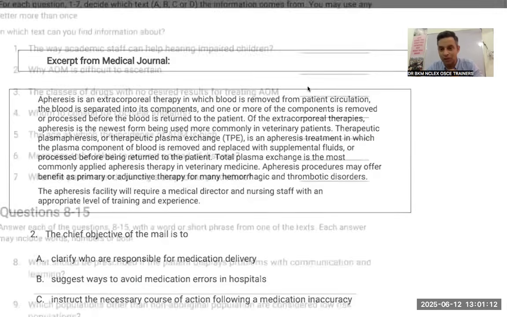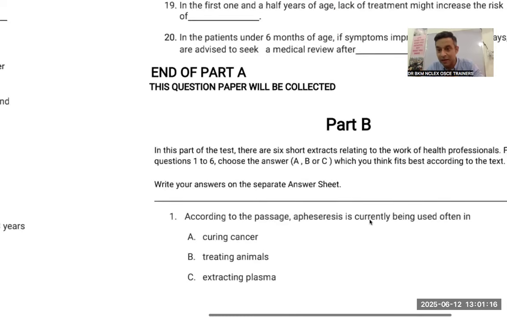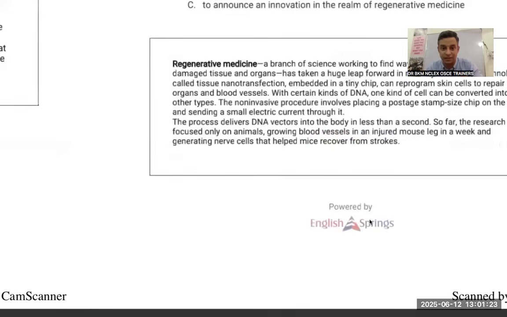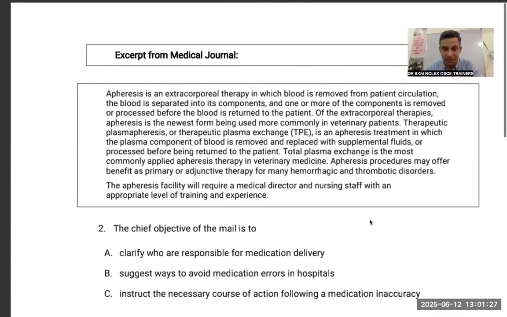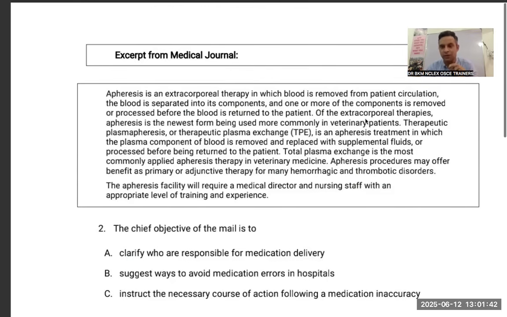If I go to the question again, even there should be a hint of the word newest as well. Currently means it's kind of a newest word. So this is how the words are correlated with each other. I'm just taking the help of the question paper, but I'm just trying to tell you how to do these questions. So now what it does, it saves all the time. Now I know my answer should be veterinary patients. So apheresis is being commonly used in veterinary patients.